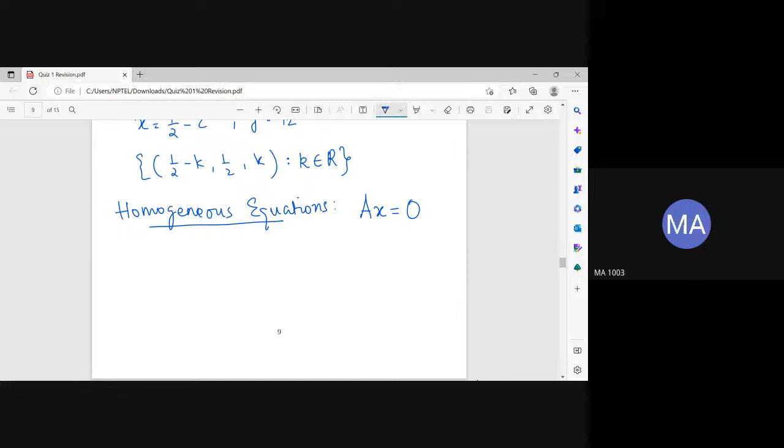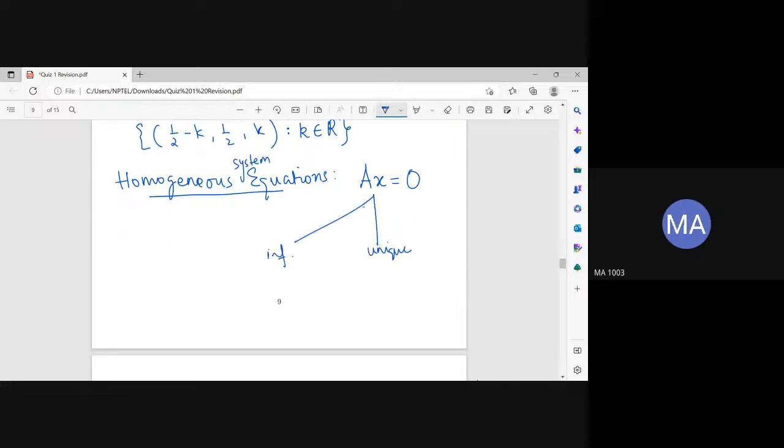Okay. So, what is a homogeneous system of equations? Ax equal to 0, ma'am. Yeah, the right-hand vector is 0. So, this always has a solution, right? Yes, ma'am. So there are only two cases. It's either a unique solution or there are infinitely many solutions. If it is a unique solution, what is that solution? 0, ma'am. Yeah, 0. x equal to 0 is the solution. If there are infinitely many solutions, then definitely there is at least one x not equal to 0 which will be a solution.